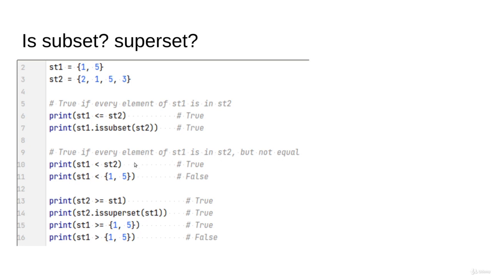Think of that like normal math. I can say 3 less than or equal 3, yes, true. But 3 less than 3, this is false. So they cannot be equal.